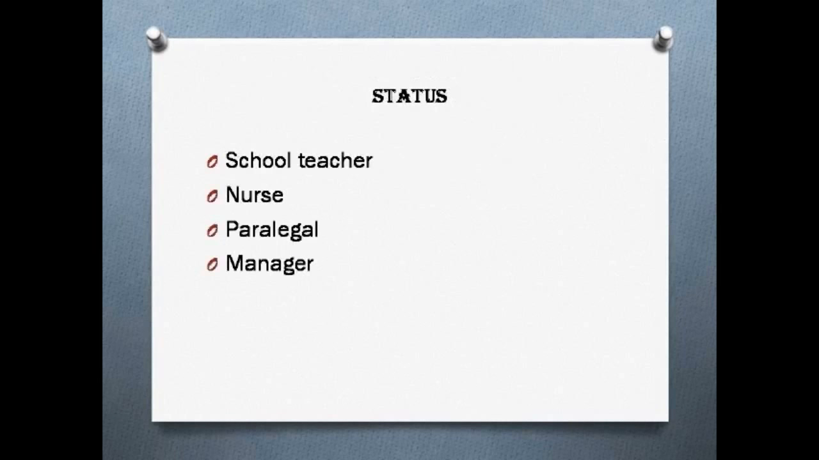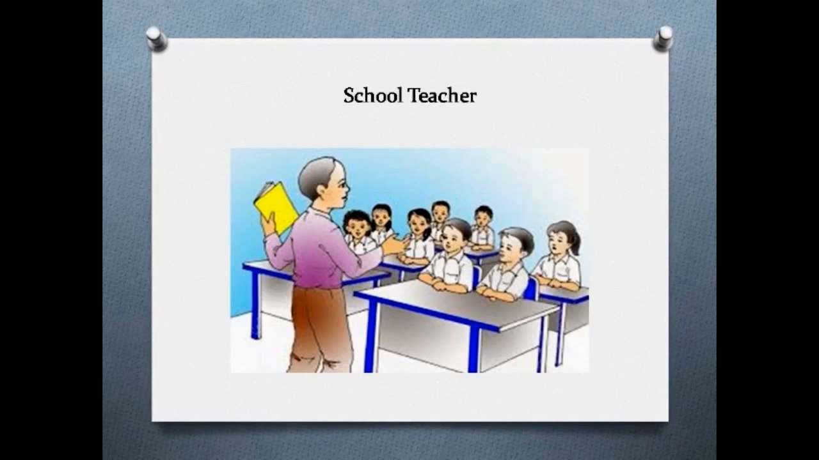There are so many statuses in the middle-lower class. The first is school teacher. They usually hold a college degree but often do not hold graduate degrees. They make a comfortable income but have low accumulated wealth. Their work is largely self-directed but is not high status.